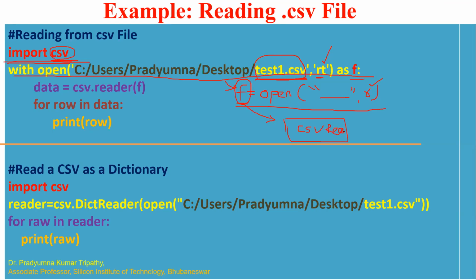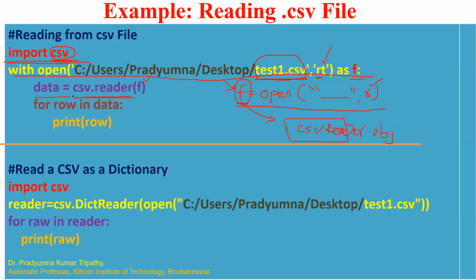It's a CSV reader object. So the file object needs to be converted to a CSV reader object. How will it be converted? There is a method, csv.reader. You pass the file object to csv.reader, and it will be converted to the CSV reader object.